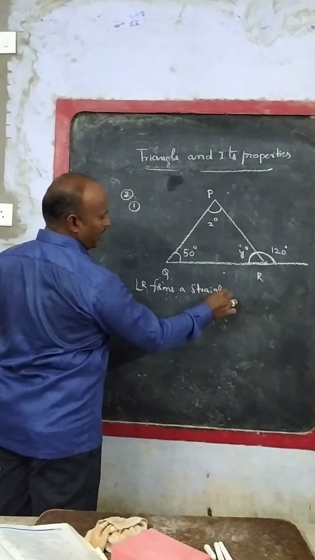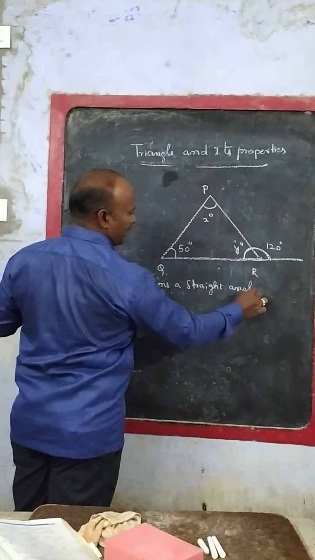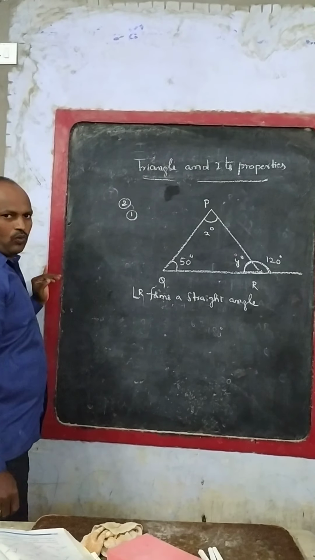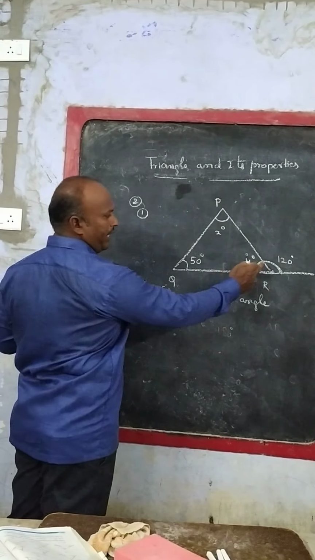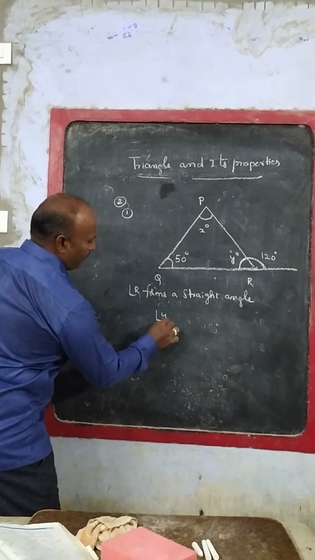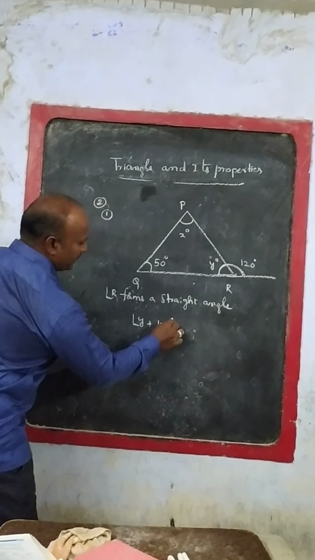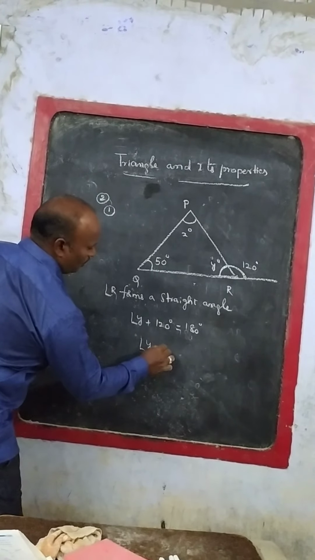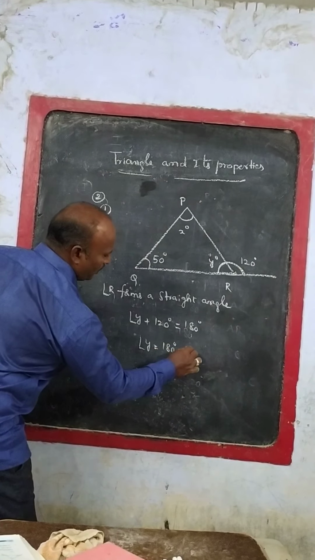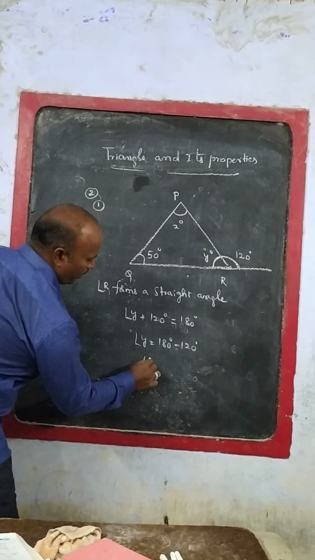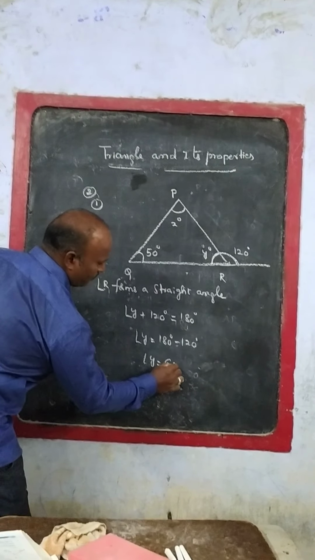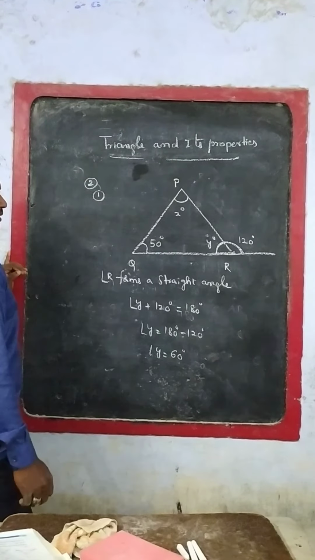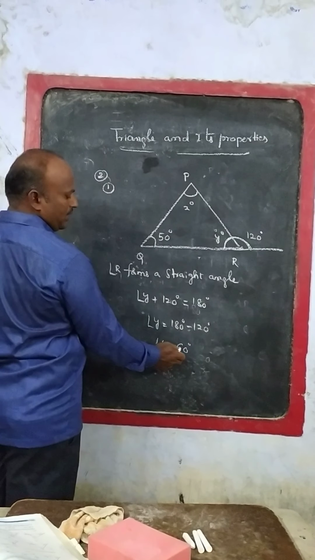Angle R forms a straight angle. Straight angle means angle R is equal to 180 degrees. That means the sum of these two angles, angle Y plus 120 degrees, is equal to 180 degrees. Angle Y is equal to 180 degrees minus 120 degrees. Therefore angle Y is equal to 180 minus 120, 60 degrees.